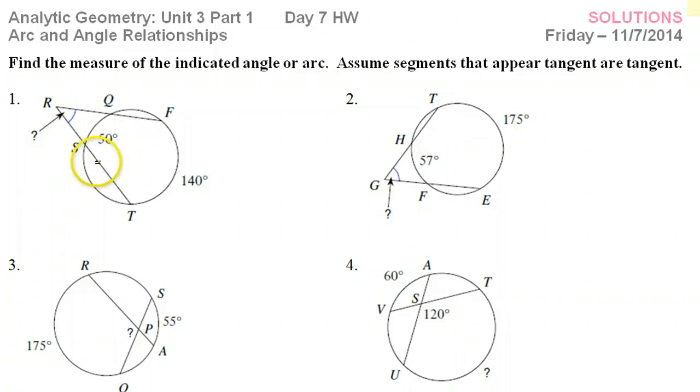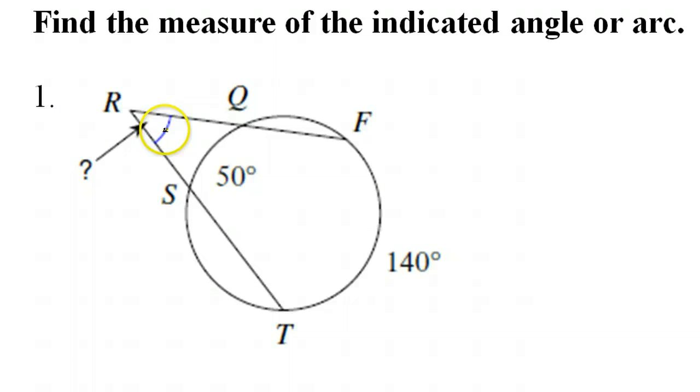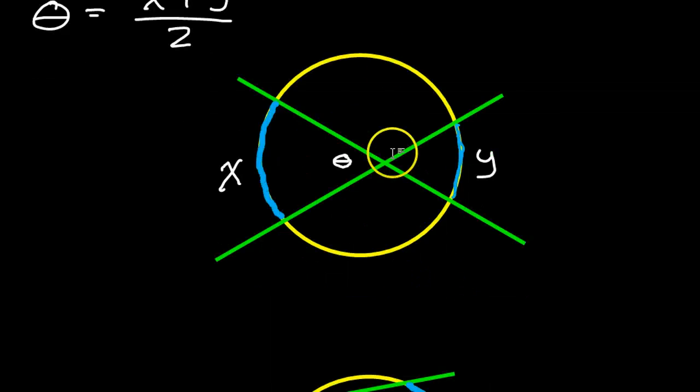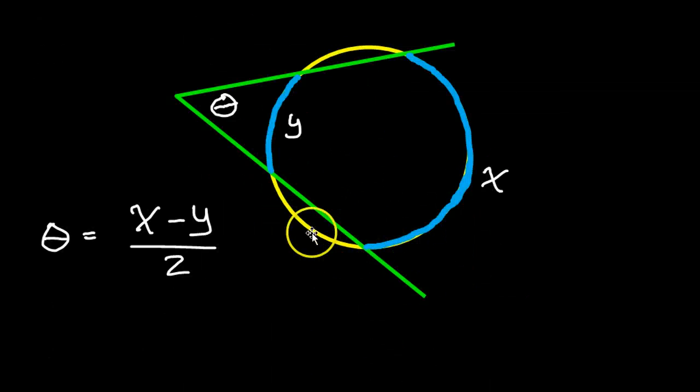Alright, let's take a closer look at problem number 1. Find the measure of the indicated angle or arc. Assume segments that appear tangent are tangent. We're supposed to find this angle right here. Guess what I'm going to call it? That's right, theta. And this is outside the circle, so that tells us that we are using this formula.